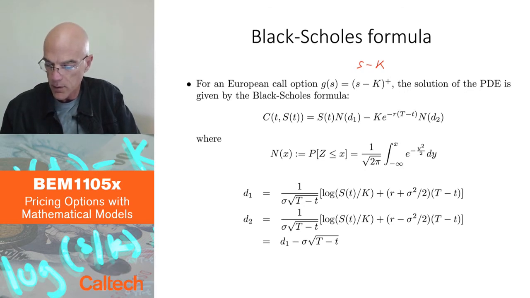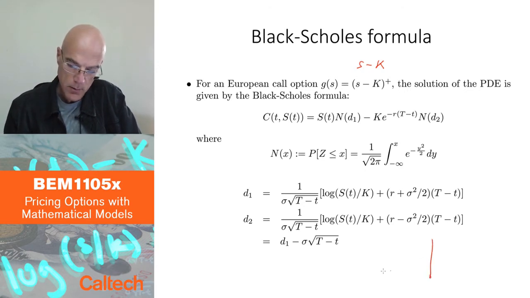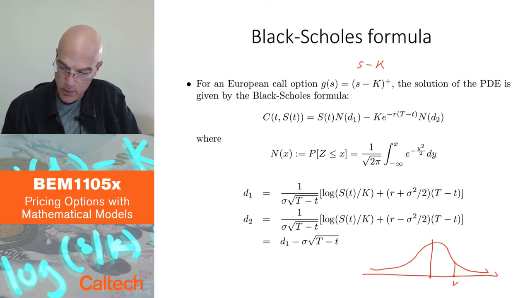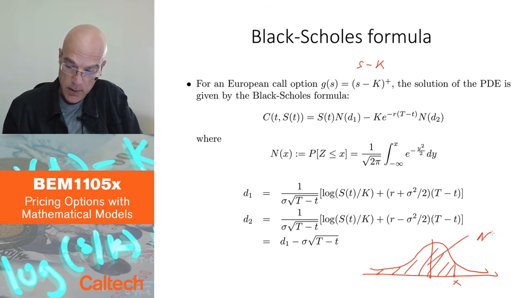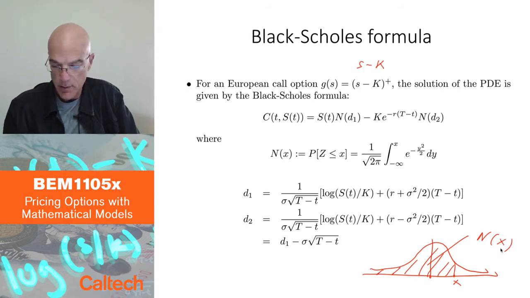So if you want a picture, let's try to do that. The normal density, which is the function e to the minus y squared over 2 times a constant, is a bell curve, and looks like this. So if your x is here, and let me just draw that x more carefully, if your x is here, then the probability is this area under the density. This integral is the area. So that area is N of x. That's your probability.